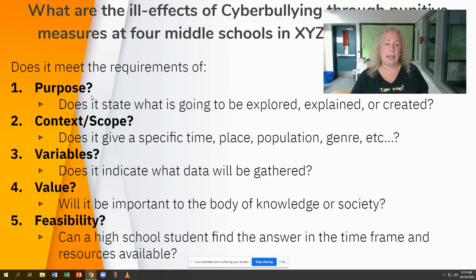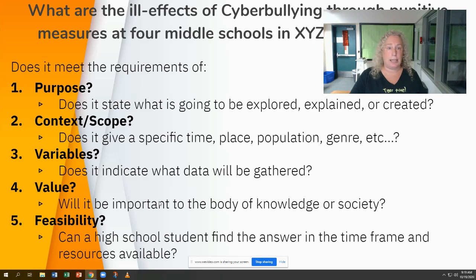So now we're getting more of a purpose. We know what's going to be explored. We're going to look at ill effects of cyberbullying when students are being punished at these specific schools. We have a specific place, we have a specific population, middle school, this district. We know what data we're going to be gathering. We're only going to be looking very specifically at the ill effects of students who have gotten in trouble for cyberbullying. So our data is going to be a little more specific there.